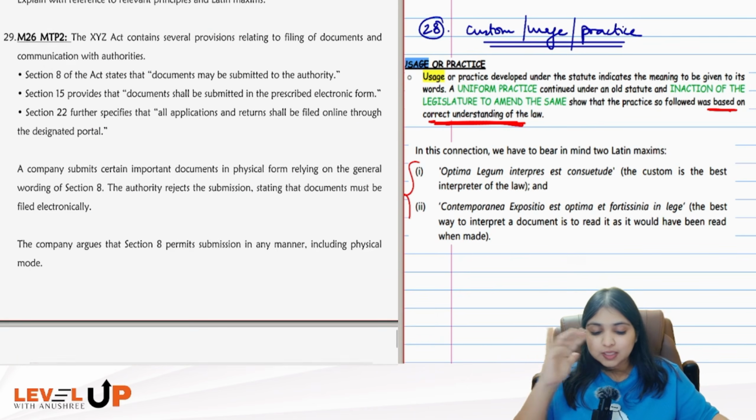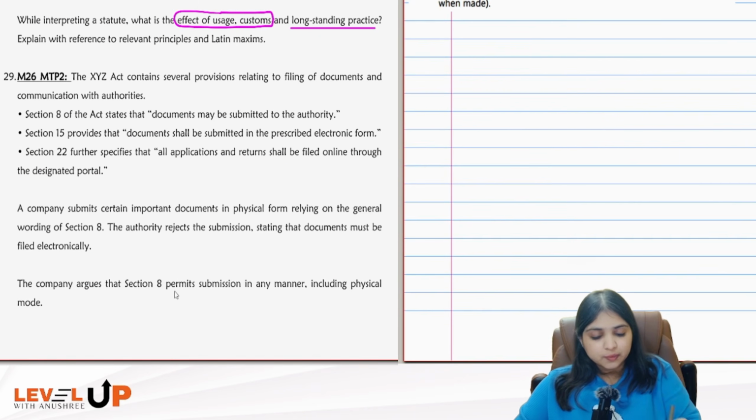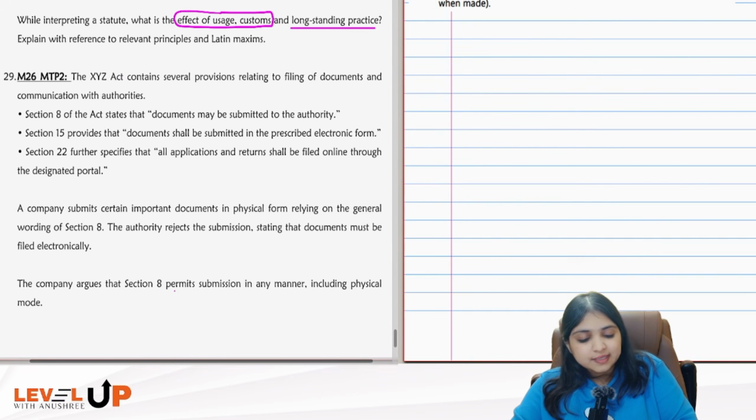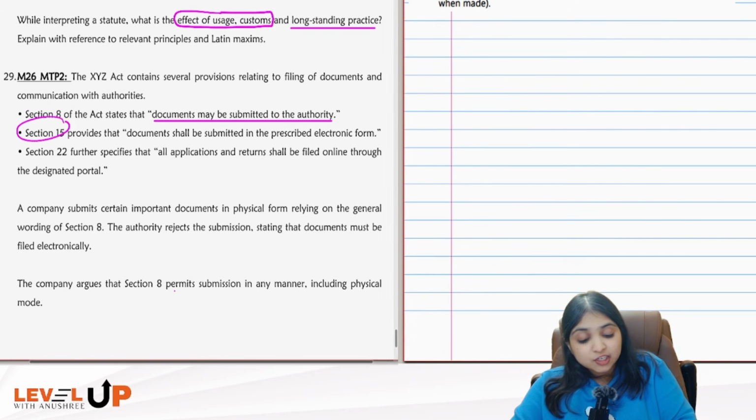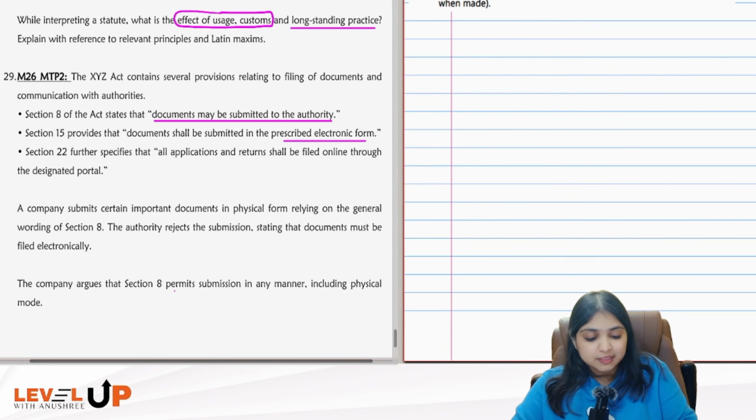Then comes the next question over here, the last question. Very simple question. The question says, XYZ Act contains several provisions relating to filing of documents and communication with authorities. Section 8 of the Act says documents may be submitted to the authority. It doesn't say the mode, it just says documents have to be submitted to the authority. Section 15 provides that documents shall be submitted in electronic form. Section 22 further specifies that all applications and returns shall be filed online through the designated portal.